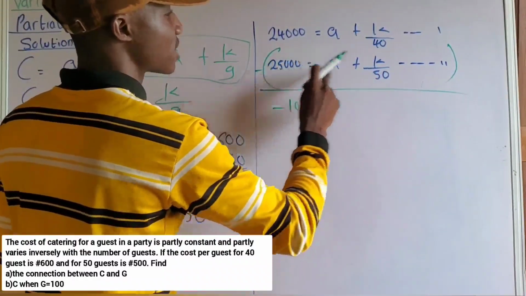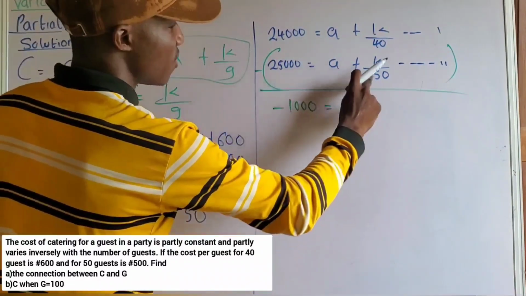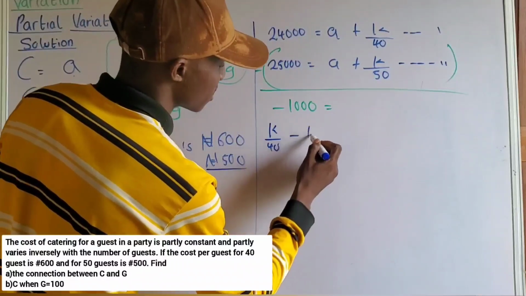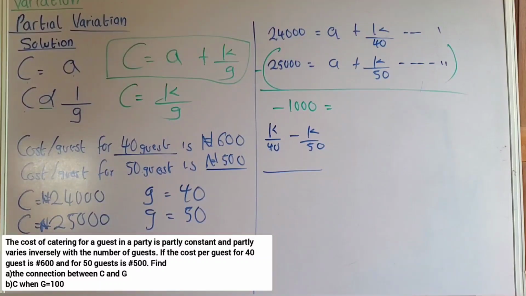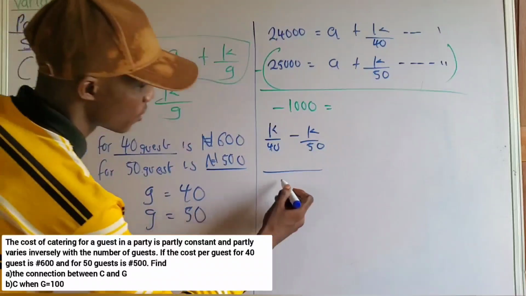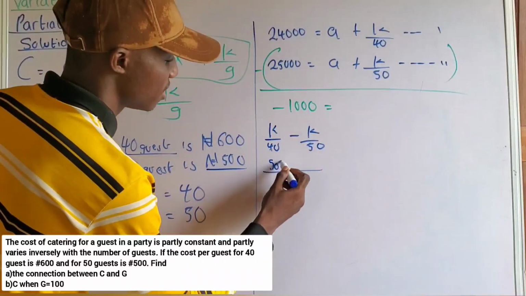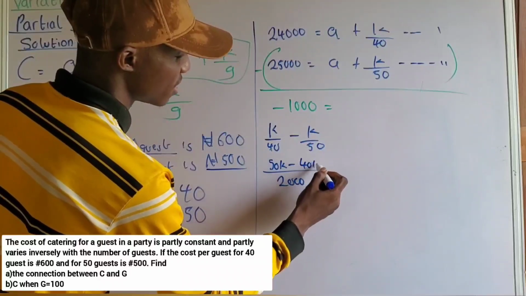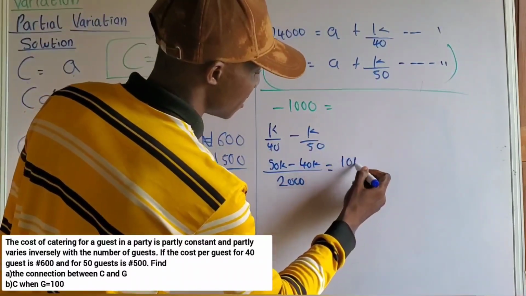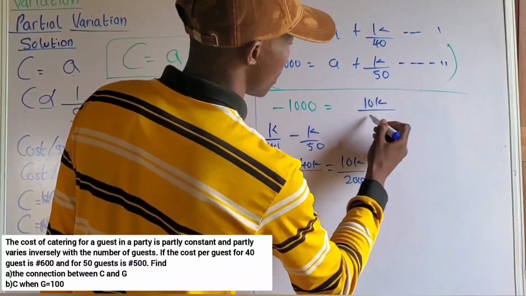Now, k over 40 minus k over 50. Let's do it. K over 40 minus k over 50, right? The LCM is what? 40 times 50. That is 2,000, right? So the LCM is 2,000. Okay, 2,000 divided by 40, that is 50. 50 times k, that is 50k, minus 2,000 divided by 50, that is 40. 40 times minus k, that is 40k. So I'm going to have 10k all over 2,000, right?